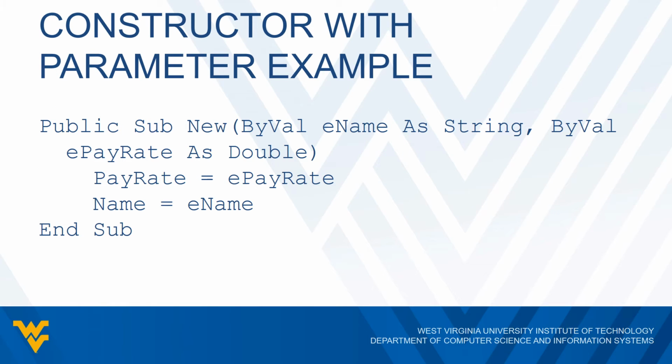Here's an example of a constructor where we're actually passing parameters. So we still have public sub new because that's how we define our constructor. And then notice that we have two parameters in here. We have eName, which is a string, and then ePayRate, which is a double. These are ByVal parameters. We're not doing any changes to the parameters themselves. And we see that we set pay rate to ePayRate and name to eName.